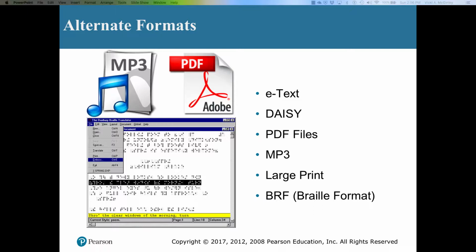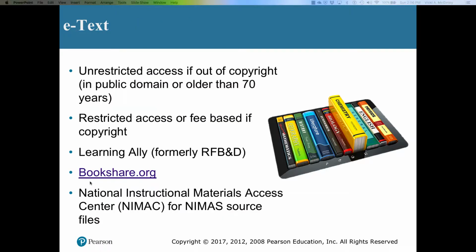So in alternate formats, we might be using e-text and such things as DAISY or PDF files, MP3 files, large print, and Braille format for some students. With e-text, there is unrestricted access if out of copyright in public domain or older than 70 years. There's restricted access, of course, or fee-based if copyrighted. Certainly, though, many districts are obtaining licenses for texts that are needed.